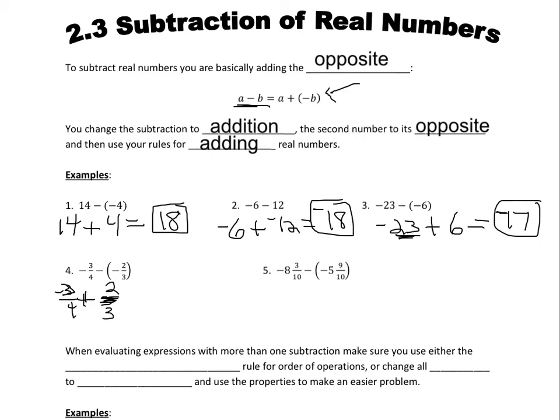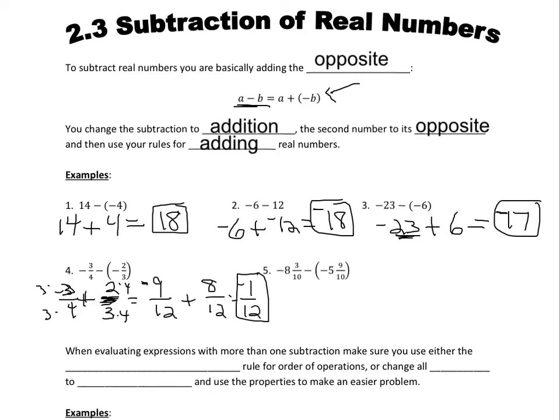Now, in order to add fractions we need a common denominator. Common denominator is going to be 12. So here, this negative 3/4 is going to stay negative. 4 times 3 gives us 12, so 3 times 3 is going to give us a negative 9/12. 3 times 4 is 12, so 2 times 4 gives us 8. So we have a negative 9/12 plus 8/12. Signs are different, so you subtract, so it's going to be a negative 1/12.